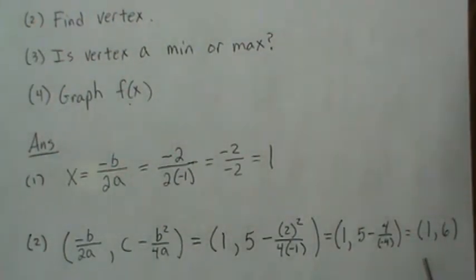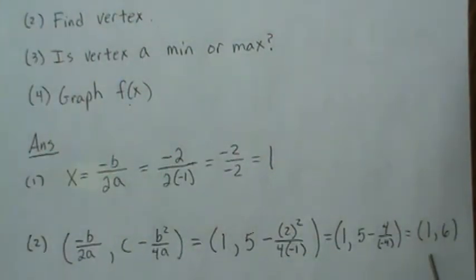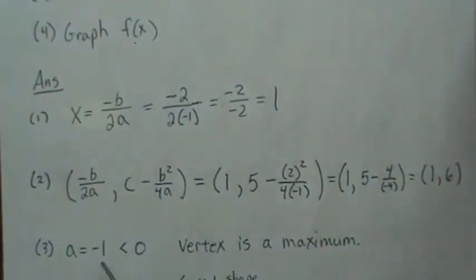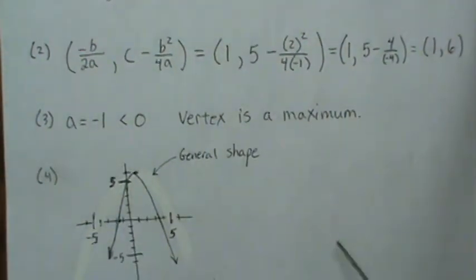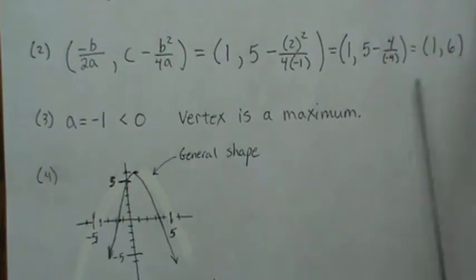So then the next question says, is this a minimum or a maximum? And the answer is, since a is minus 1, which is less than 0, the quadratic opens downward, so that vertex has to be a maximum. And then the next says graph it. Okay? So the vertex is at 1, 6, so we go over 1 and up 6, and it opens down. So that's the general shape.